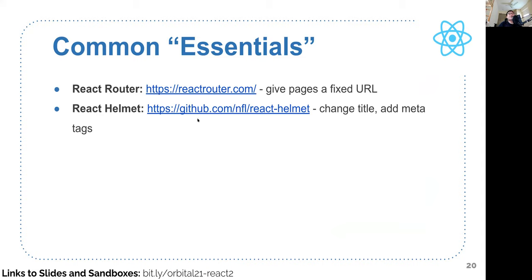I just want to talk about some of the common React third-party libraries that people actually use. A very common one is React Router. React Router allows you to give pages a fixed URL. Suppose you go to /signup, then you go to a signup page. You go to /login, then you go to a login page. React Router helps you do that. I'm not going to cover React Router today, but you can click on the link and see how to get started. Another one is React Helmet, which allows you to add meta text to your HTML head or change the title of the page.